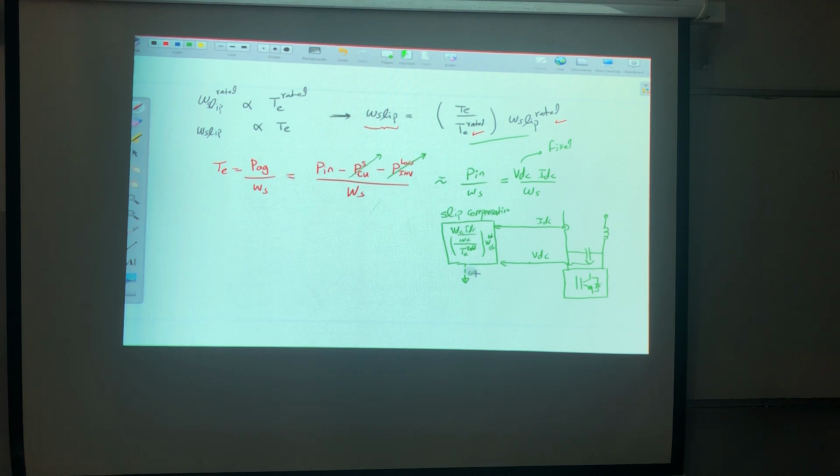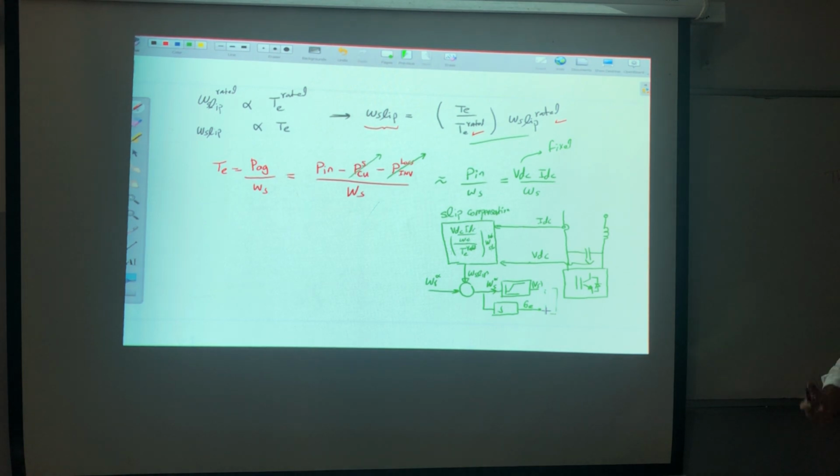So here what I'm getting is omega slip. Now this one I will add to omega R reference. So this will give me omega S reference. If I integrate it here, I will get theta E, and if I'm using the V over F curve, I will get Vs. Now after that, this should be the same as the open loop V over F, correct?